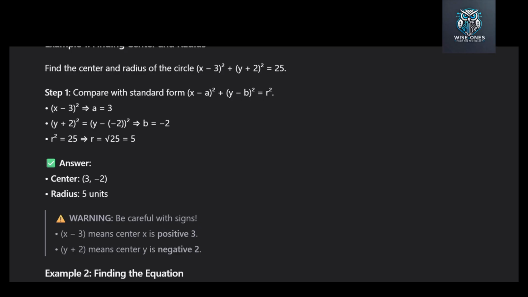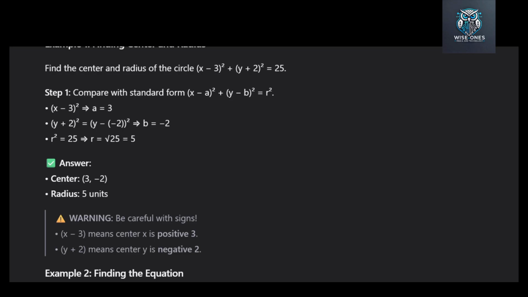Look at the x part. (x minus 3) squared. This matches (x minus a) squared. So a equals 3. Look at the y part. (y plus 2) squared. This looks different, but remember, plus 2 is the same as minus negative 2. So it matches (y minus b) squared, where b is negative 2.